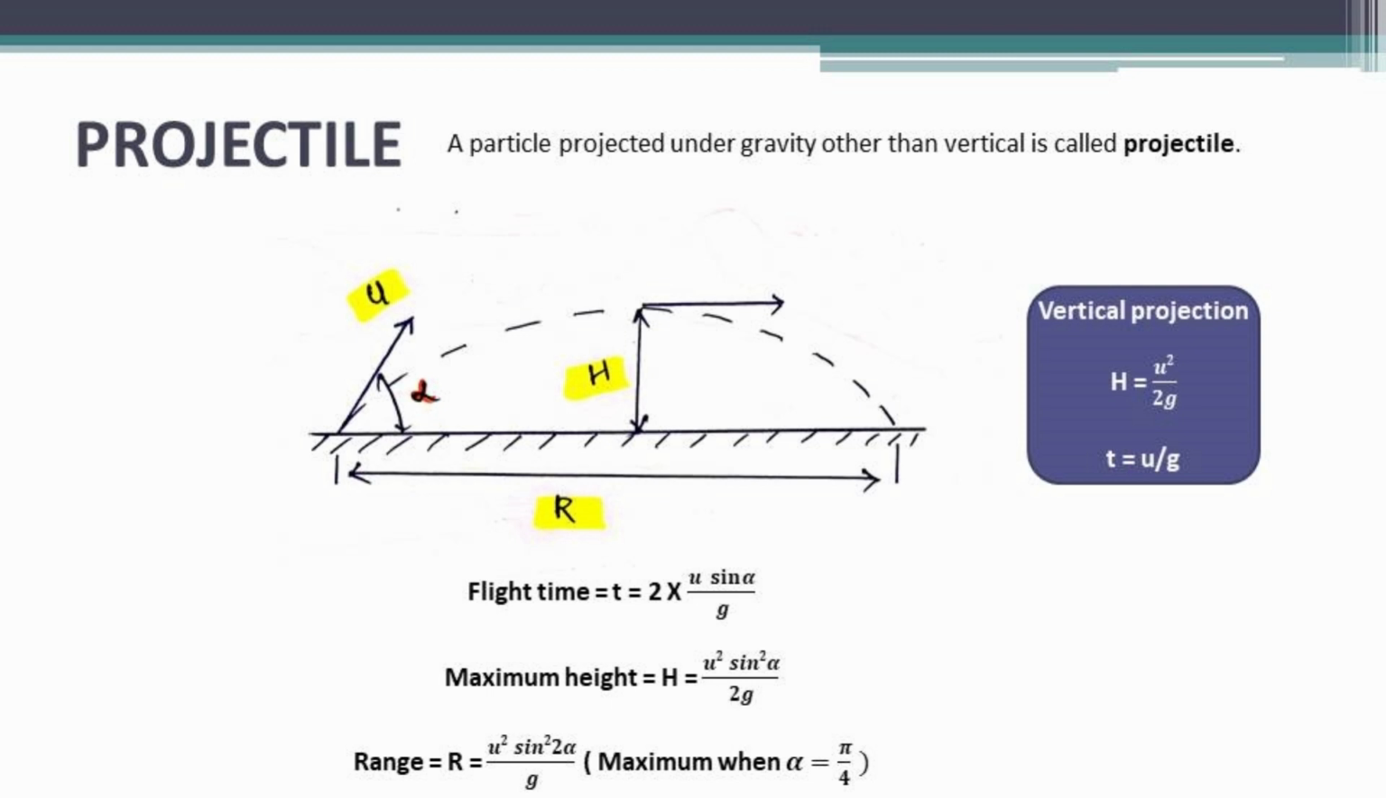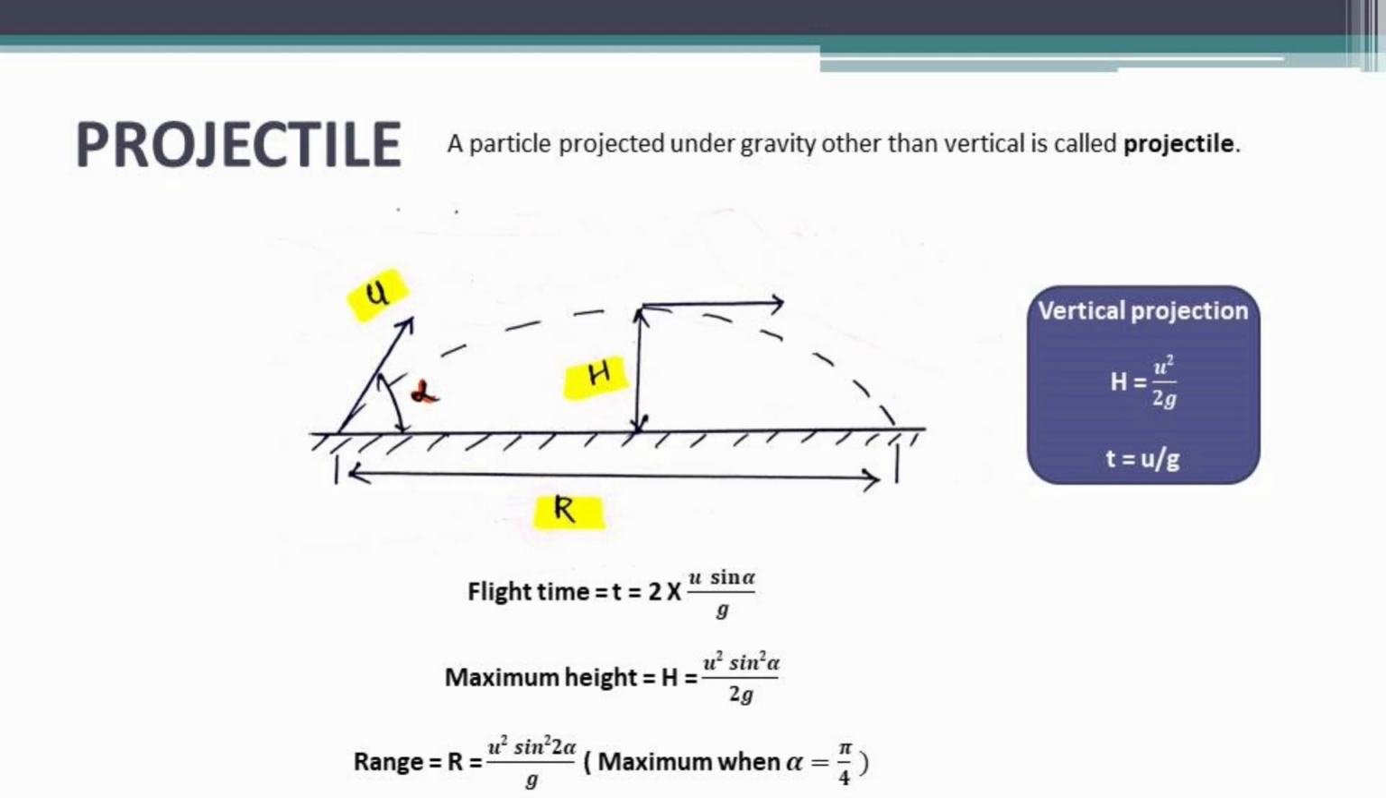Now in case of vertical projection, the maximum height becomes h is equal to u square by 2g, because the angle of projection is how much? 90 degrees, pi by 2. That means in the formula we have studied earlier, h is equal to u square sine square alpha by 2g, sine square alpha becomes 1, because the angle is pi by 2, and sine pi by 2 or sine 90 degrees is 1.